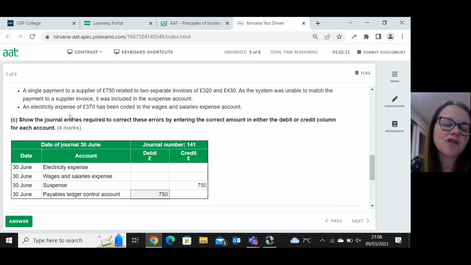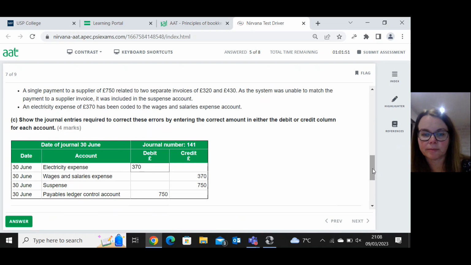Second bullet point, an electricity expense of £370 has been coded to wages and salaries. Right, so we've got something sitting as a debit in wages and salaries. Shouldn't be there, so it needs to come out of wages and salaries and into electricity expense.